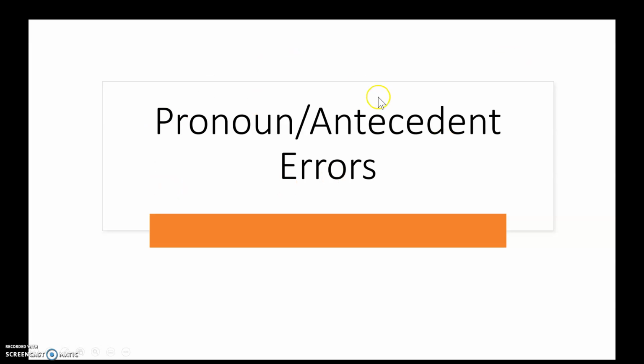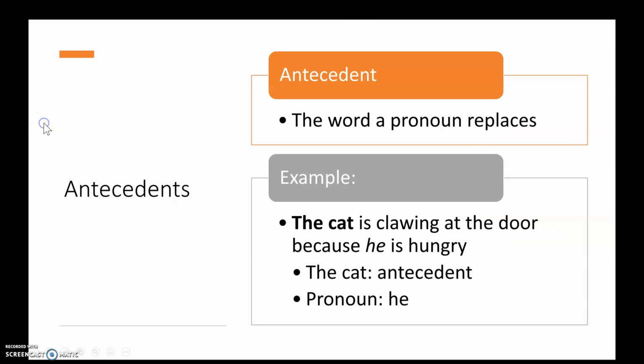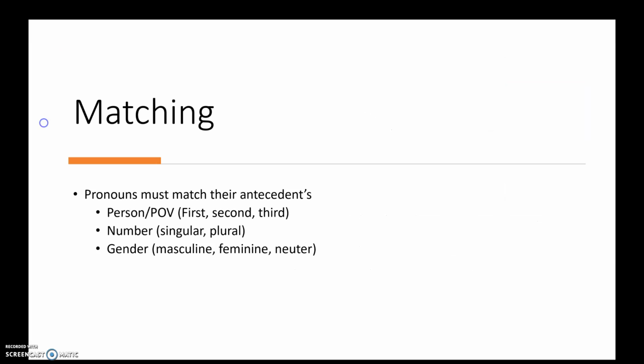So we're going to start with pronoun antecedent errors. These are the most common, and they are the ones that are most likely to have points taken off for. So as I said before, the antecedent is the word that a pronoun replaces. So in the example, the cat is clawing at the door because he is hungry. The cat is the antecedent, and the pronoun that replaces the cat is he. So pronouns must match their antecedents.